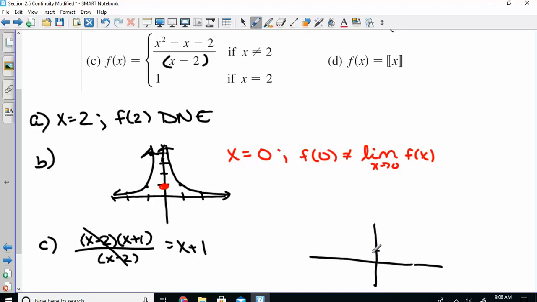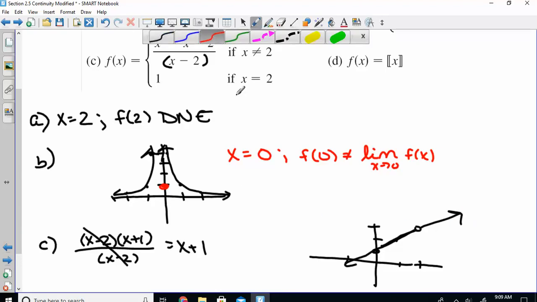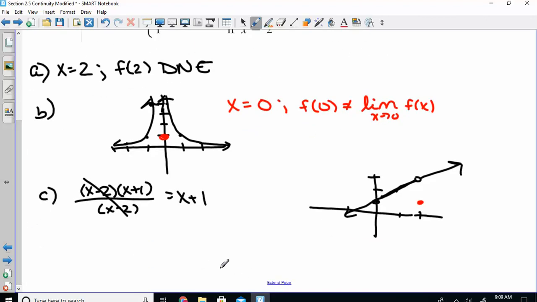So if you're graphing, that's just a line, y-intercept of 1, slope of 1. And it's defined everywhere except when x is 2. If you plug a 2 into that, you get 3. So that is an open circle on your graph. And it exists everywhere else. Then 1, if x equals 2, is just a point on my graph. So is this graph continuous?